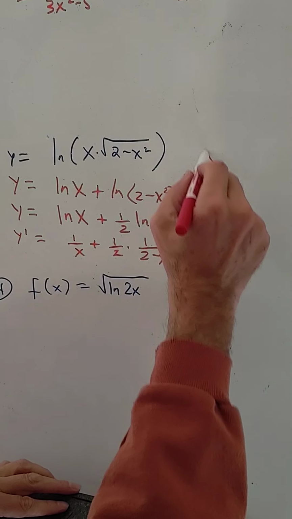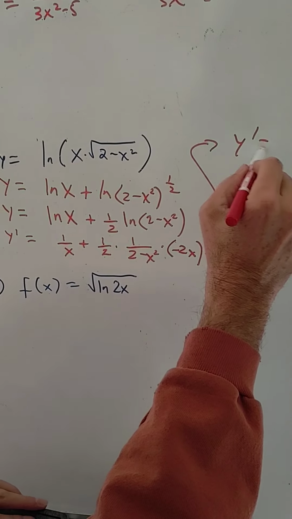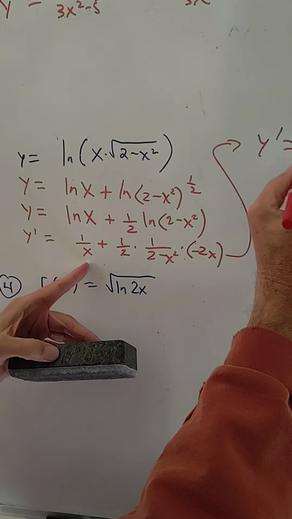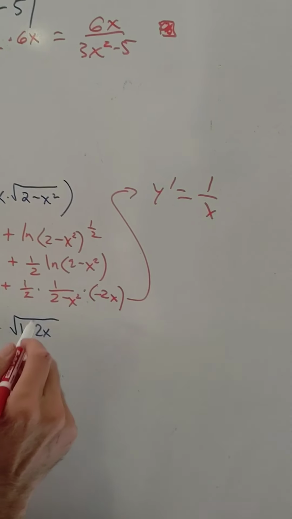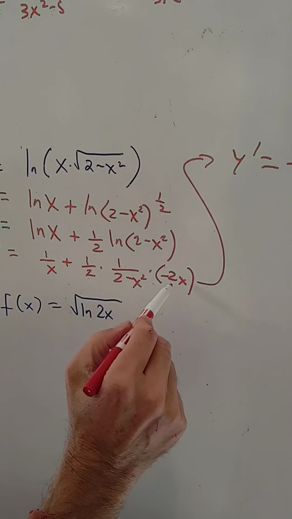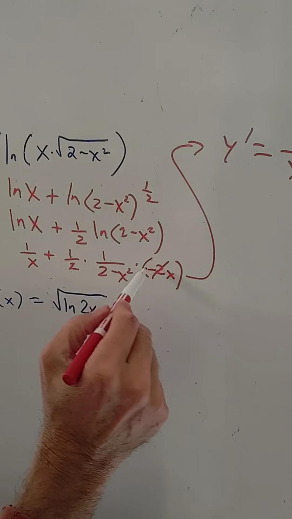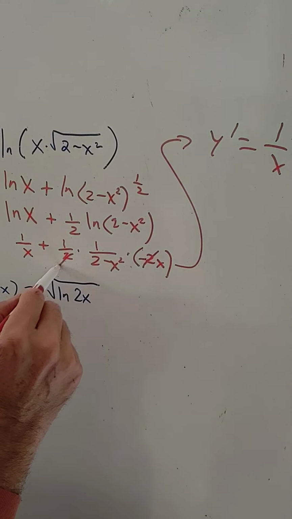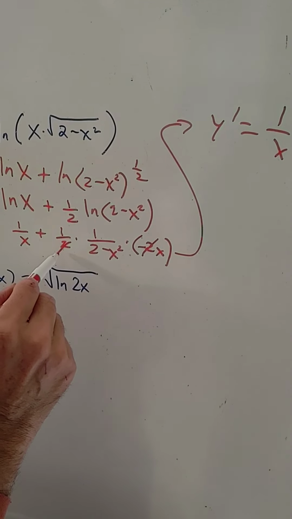So I'm going to continue over here now. So y prime is equal to, we got the 1 over x. And now let's look over here. These are all factors. Factor times factor times factor. So the 2, but not the negative, cancels with this 2. The 2 on top cancels with the 2 on bottom.